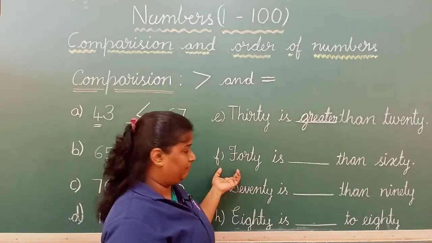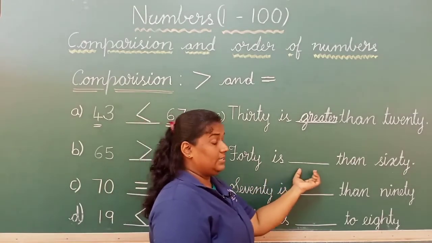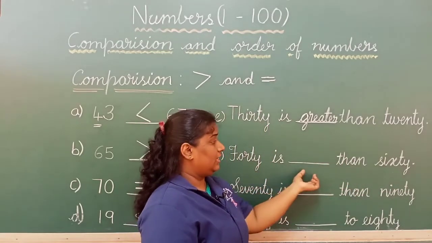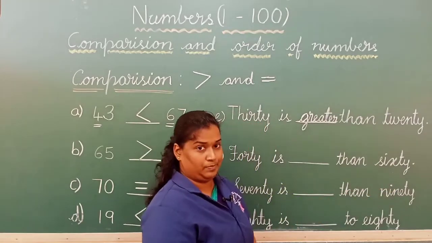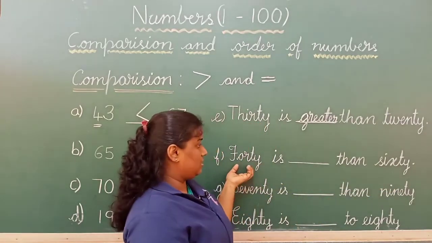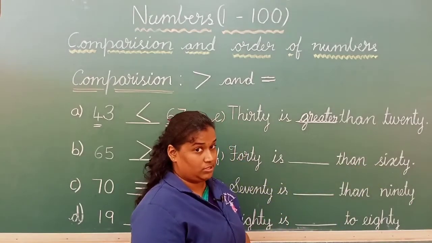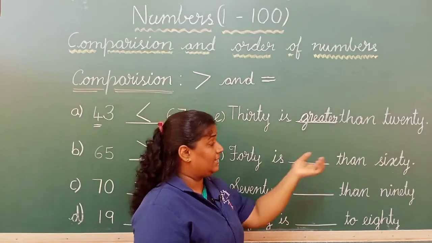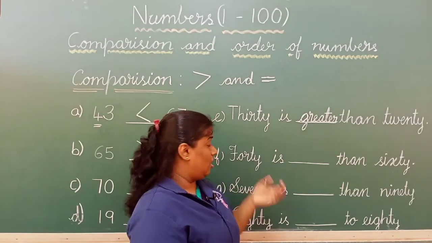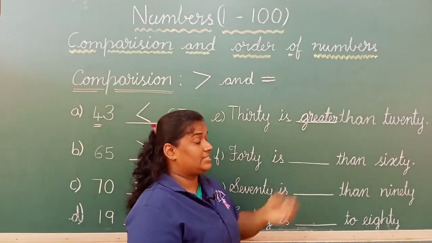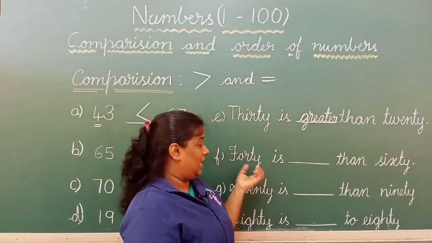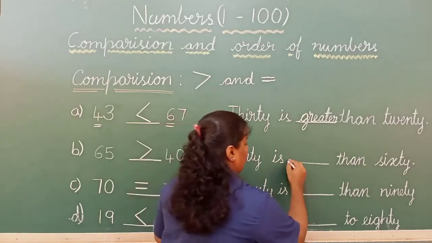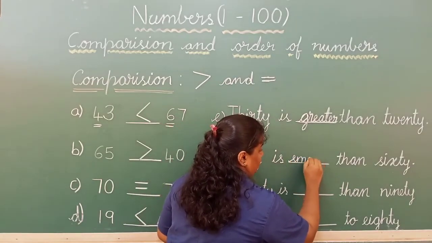Now question F. 40 is dash than 60. Here we have numbers 40 and 60. Now tell me, is 40 greater or smaller than 60? Yes, 40 has 4 tens, whereas 60 has 6 tens. Then 40 is smaller than 60. So let us write the answer smaller.